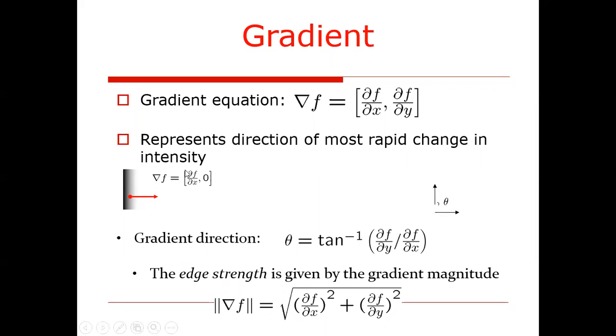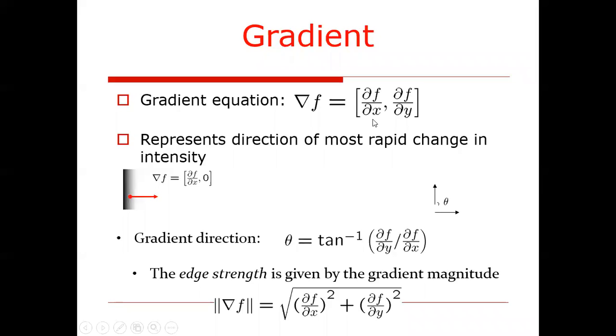What is the gradient? How will we find the gradient? For a given line, tan theta is equal to the gradient, which is y by x. So theta becomes tan inverse y by x. In a similar way, we will find the gradient direction theta. This is x, this is y.